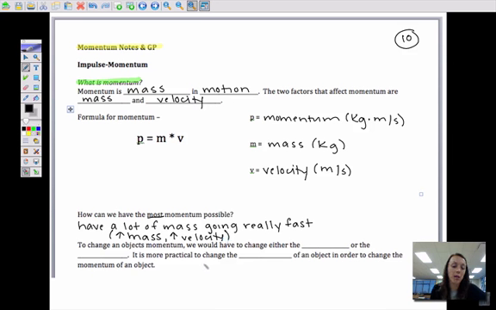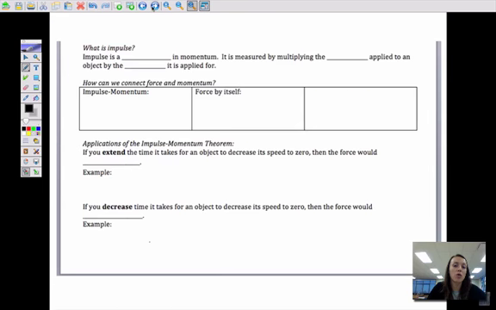Now we can change an object's momentum, and in order to do that we would either have to change the mass or the velocity. But it's more practical to change the velocity of an object to change its momentum. It's pretty hard to change the mass of an object. Now we're changing the velocity, which means we're changing the motion. And in order to change the motion of an object, we're going to have to apply a force. And that force is going to come through impulse.